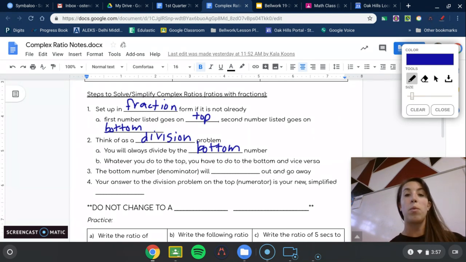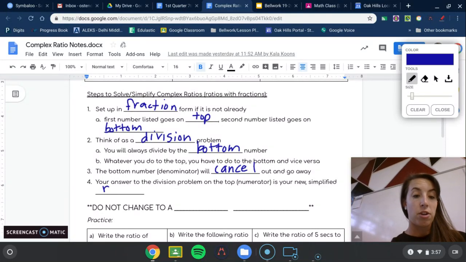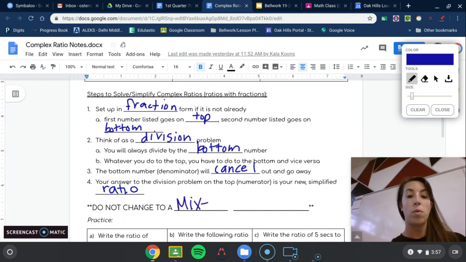So more than likely, we're going to show you what you have to do to the bottom first, and that will tell you to do that to the top. The bottom number, as the denominator, will always cancel out. That's the one we're going to start with and cancel out. Your answer to the division problem on the numerator is your new simplified ratio. And for ratios, you do not want to change them into a mixed number. You want to keep them in fraction form.